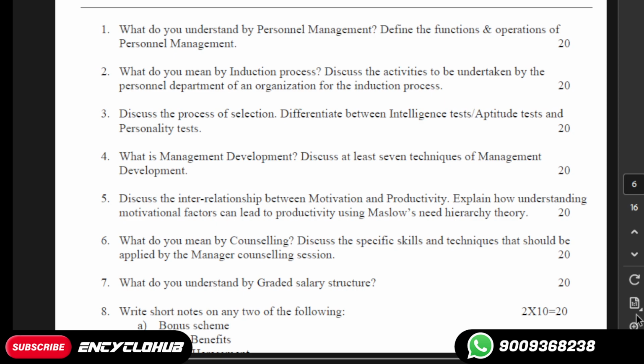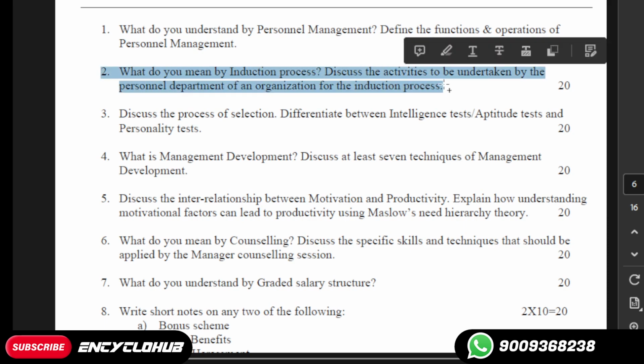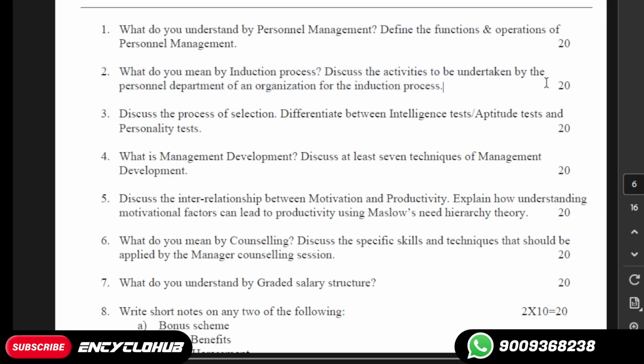So now the question number 1 is, what do you understand by personal management? Define the functions and the operations of personal management. And what do you mean by the induction process, and discuss the activities to be undertaken by the personal department of an organization for the induction process. And discuss the process of selection, differentiate between intelligence test, aptitude test, and personality test.